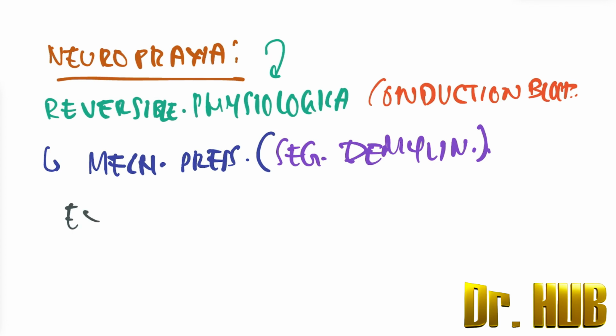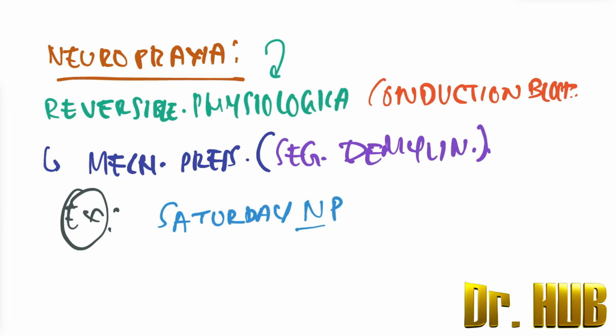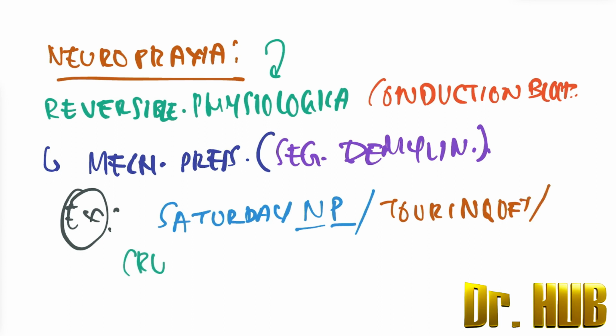What are the examples of neuropraxia? The examples include Saturday night palsy, which we are writing as NP, and also tourniquet palsy and crutch palsy.